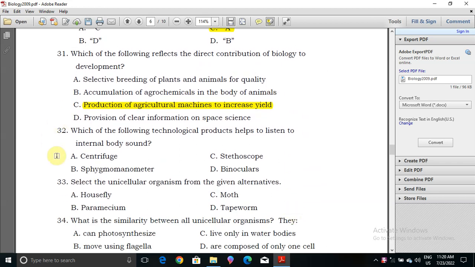Now question number 32. Which one of the following technological products helps to listen to internal body sound? It will be centrifuge. No, it is used to separate, to mix different weight. Okay, sphygmomanometer. No, stethoscope or binoculars. The correct answer will be the stethoscope. Stethoscope helps us to listen to the internal body sound.